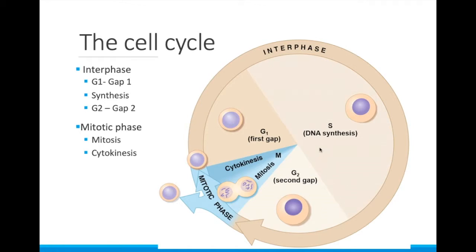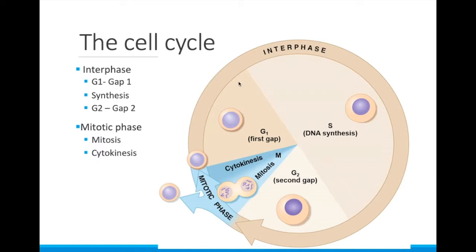And then the last part of interphase is called G2, or second gap. Again, this is a growth phase. What's happening here is the cell is making sure it has enough of all of its other components so that they can be split between 2 new cells. So it needs to have enough mitochondria, enough endoplasmic reticulum, so that when it divides, both of the new cells are going to have enough organelles.